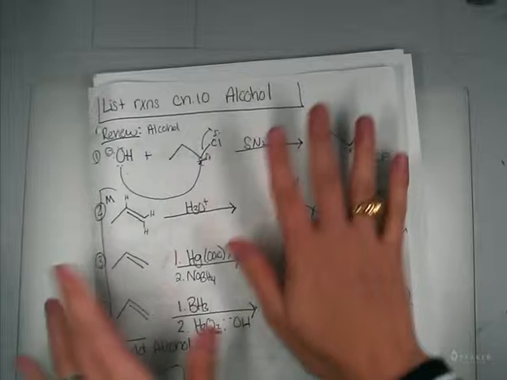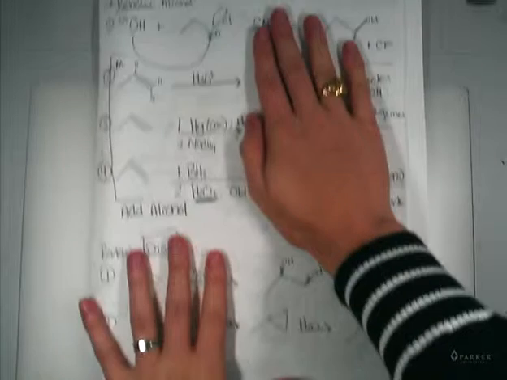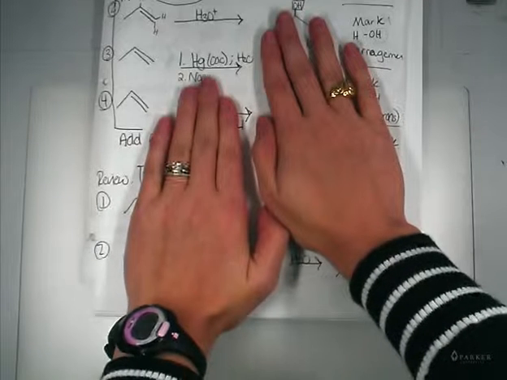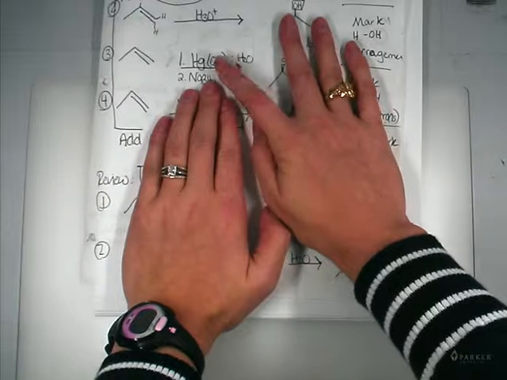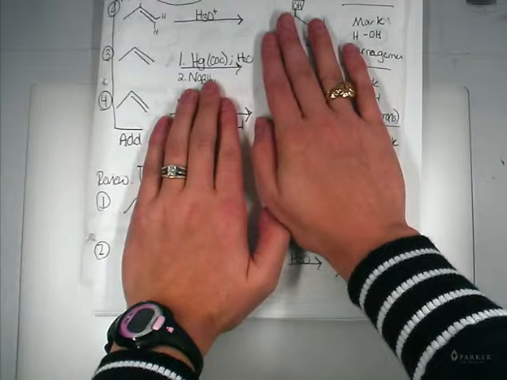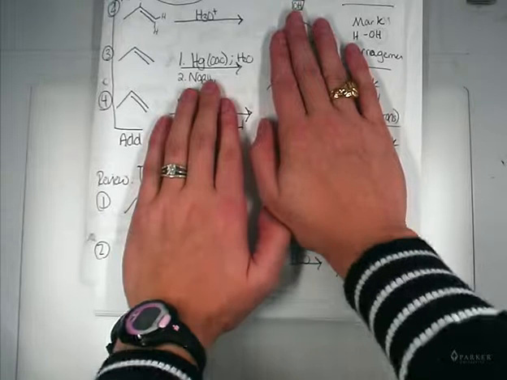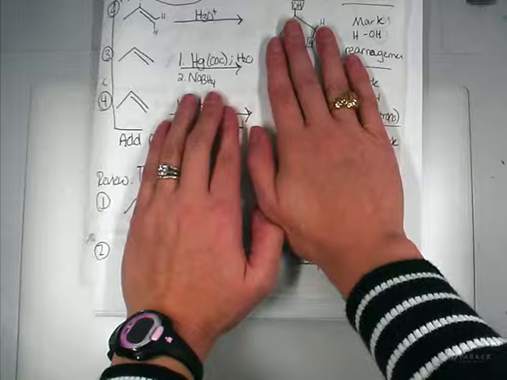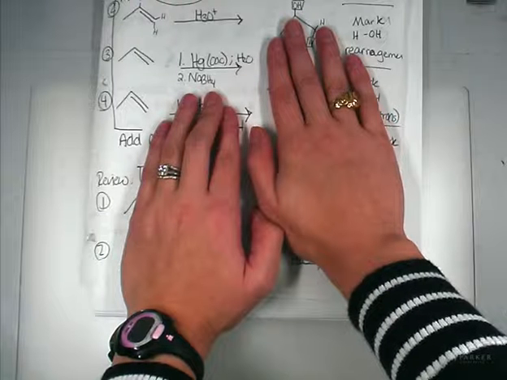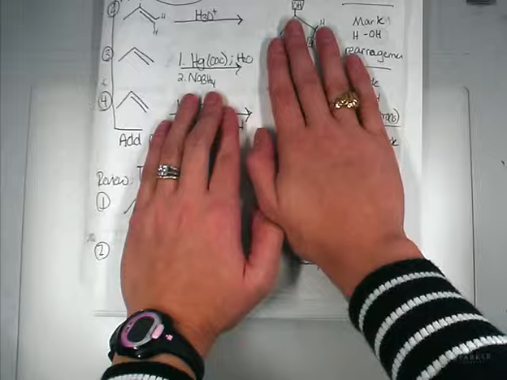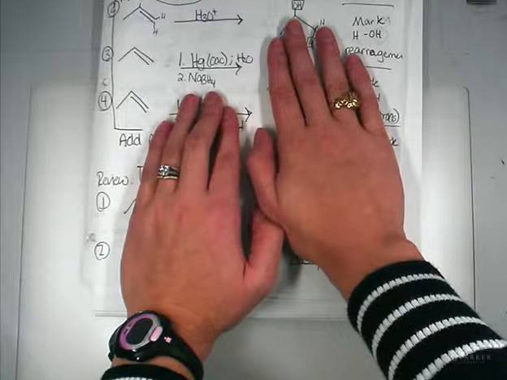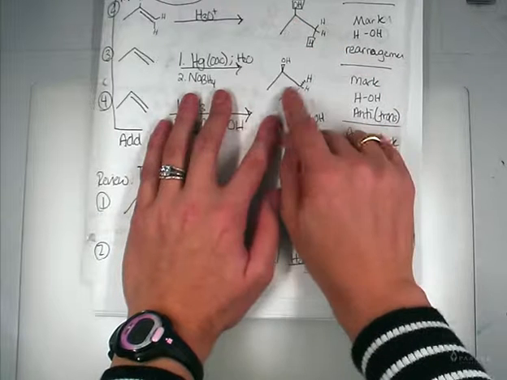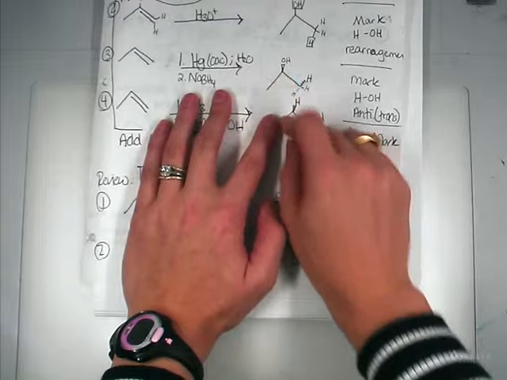So let's review these, starting with this one. So right here, if I had a double bond and I reacted it with mercury, then you see water, NaBH4. What does that put on that compound? OH. Markovnikov or anti-Markovnikov? Markovnikov, which means it'll go to the center or the end? The center. So you see OH on that center carbon.